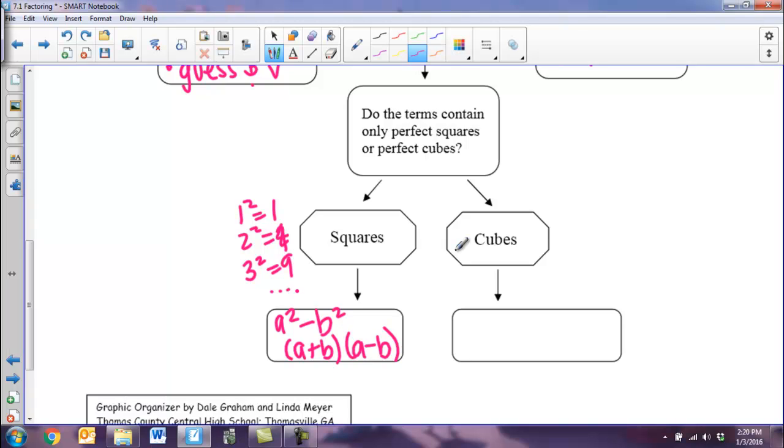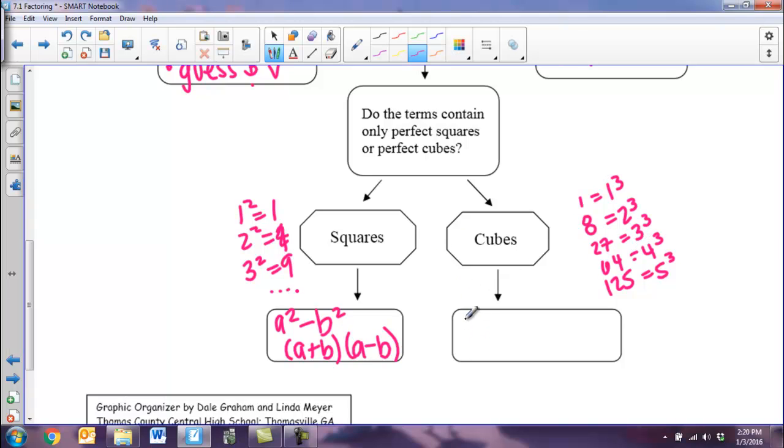Cubes get a little bit more tricky, and that's when you see things like 1, 8, 27, 64, all of those are perfect cubes. Okay, and you probably want to know up until 5 cubed. So we would have 1 is 1 cubed, 8 is 2 cubed, 27 is 3 cubed, 64 is 4 cubed, and 125 is 5 cubed. So if you recognize that you have some cubes, there are some formulas that you can use for the difference of cubes and the sum of cubes.